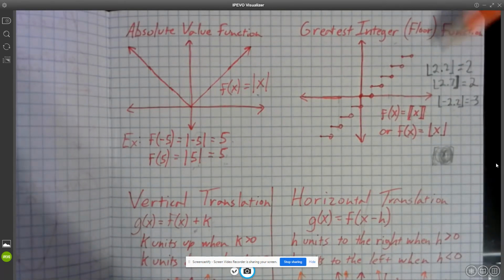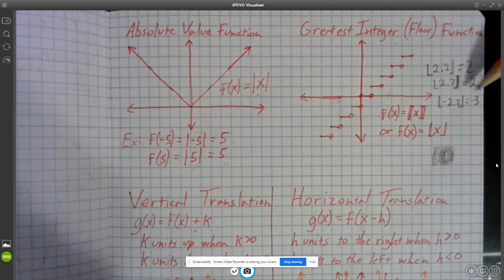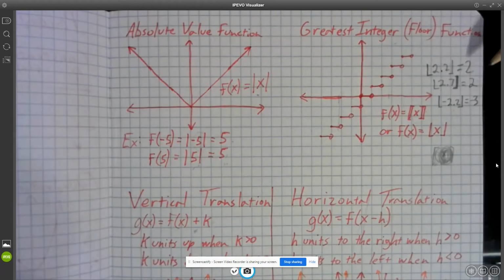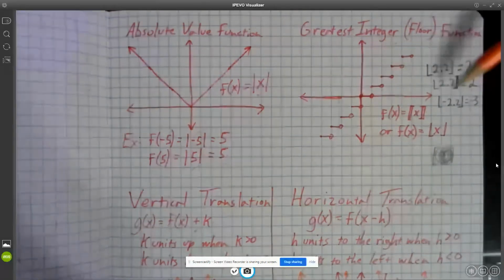Here's some examples here. So if I have the floor function of 2.2, it's just going to be 2. What about 2.7? Well, that's still going to be 2. Think of it as always rounding down. You're always going to round down for the floor function or greatest integer function. This name is a little confusing. It says greatest integer, but really what you're doing is rounding down.